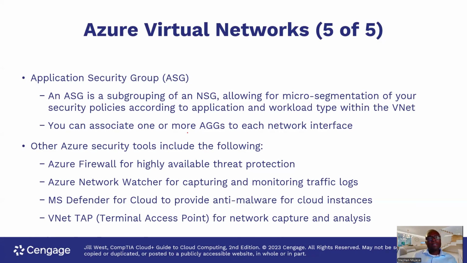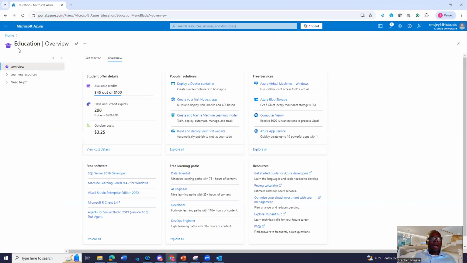So Azure security tools include the Azure Firewall, right? Then there is the Azure Network Watcher, the Microsoft Defender for Cloud, and then the VNet TAP, Terminal Access Point for network capturing. So those are some of the options that are available in Microsoft Azure.